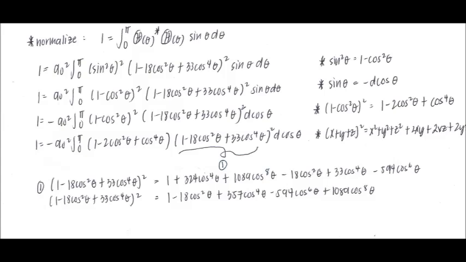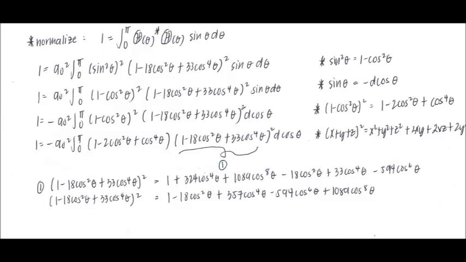So 1 equals the integral from 0 to pi of theta squared times sine theta d theta. So we will get 1 equals a0 squared, since we take out the constant. So it becomes a0 squared times the integral of sine squared theta times (1 minus 18 cosine squared theta plus 33 cosine to the 4th theta) squared sine theta d theta from 0 to pi.